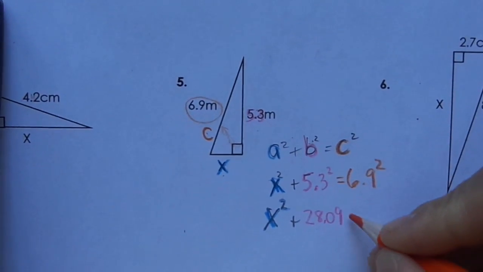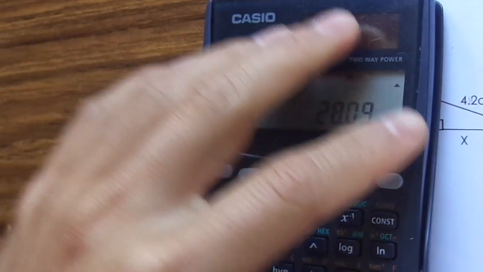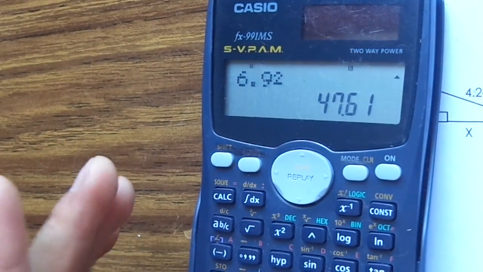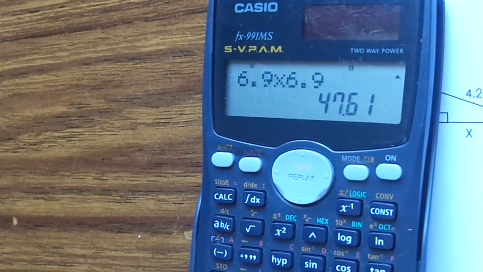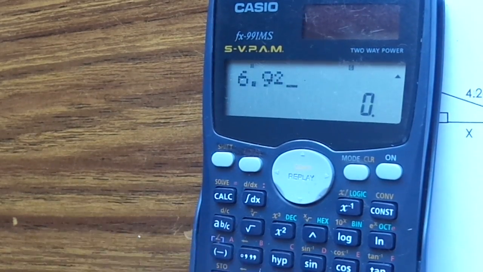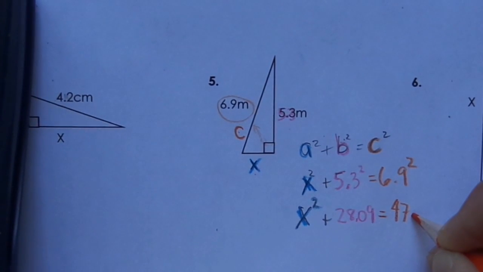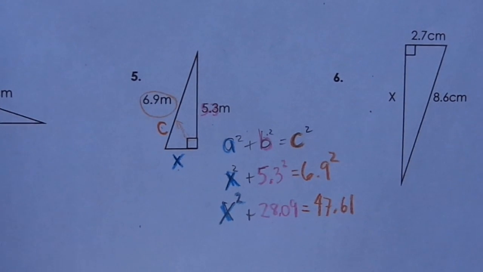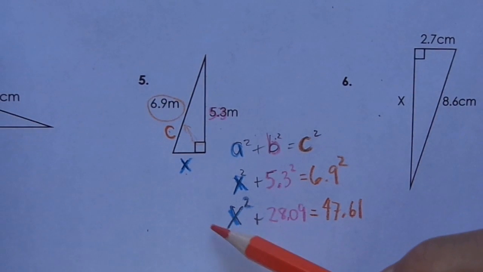And that's going to equal 6.9 squared. Let's type it in. Now I'm just going to show you 6.9 squared is the same as saying 6.9 times 6.9. Just to show you, 6.9 times 6.9 is 47.61. 6.9 squared, 47.61. Okay, don't forget that. So that equals 47.61.